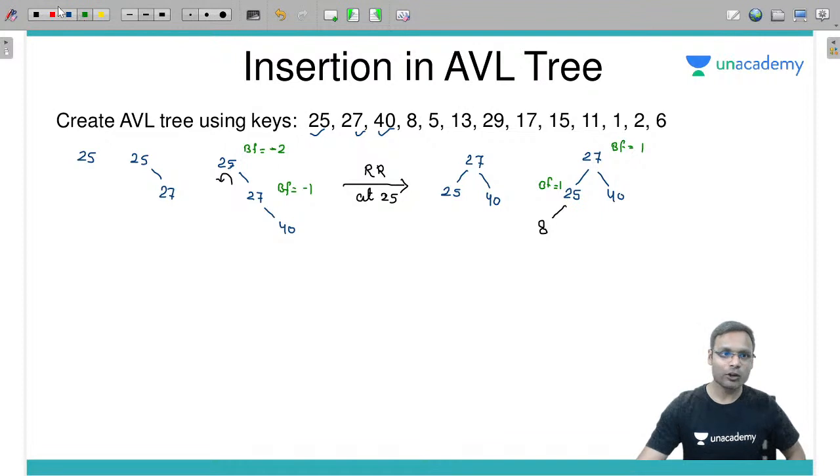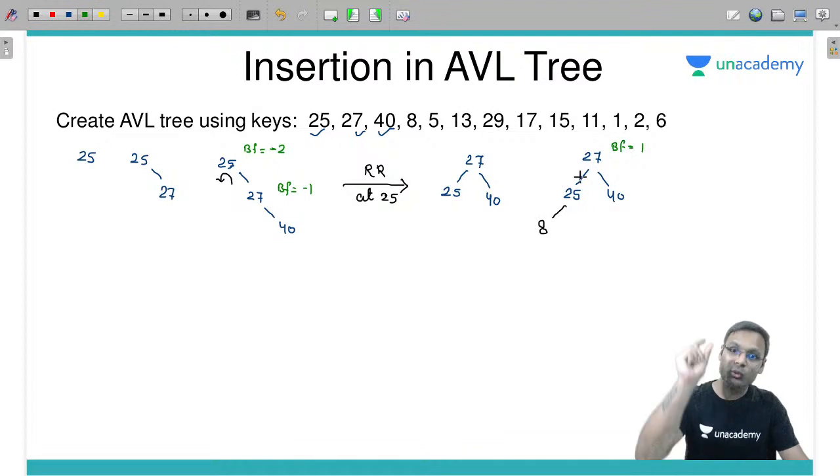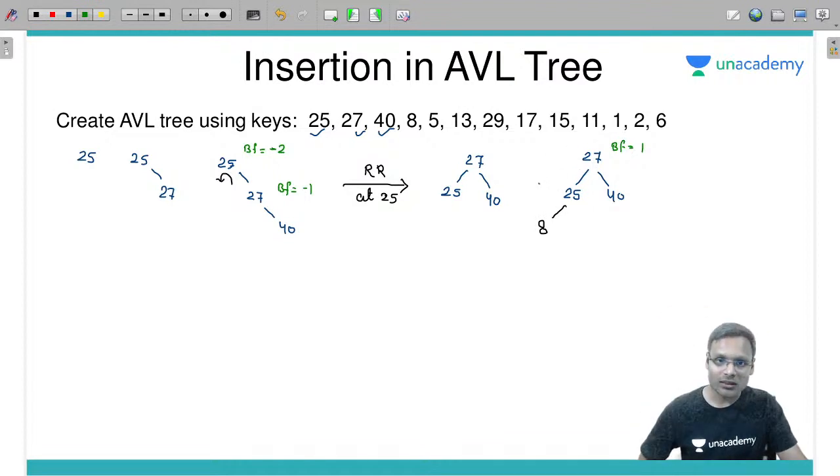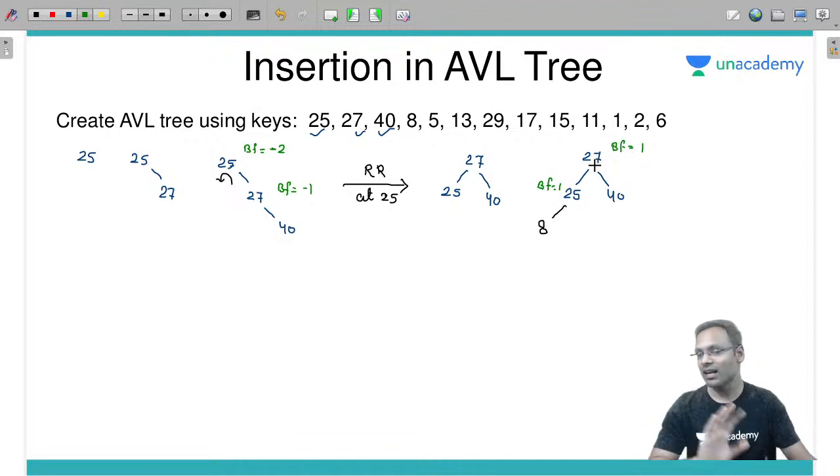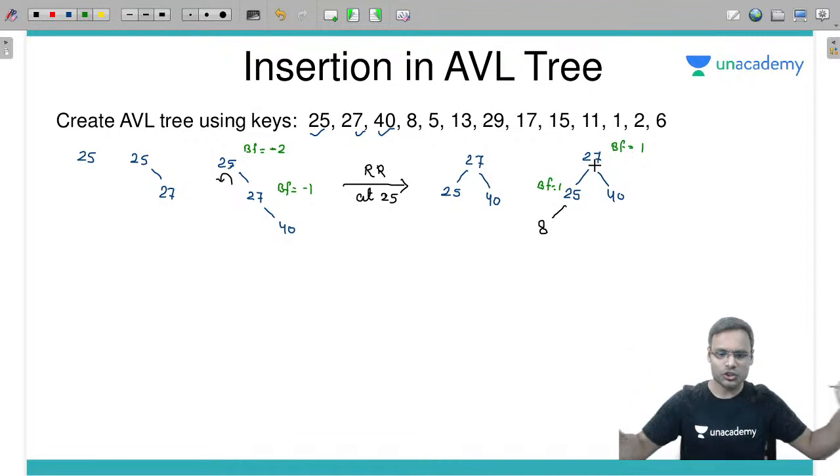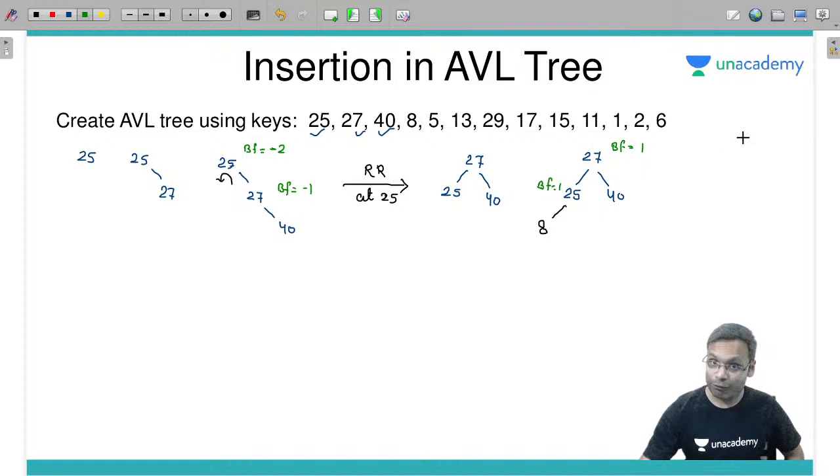Now you will say, sir, you did not check 40, just because it's a leaf node. No, it is because it is not on the path from my newly inserted node to the root. You only have to check the parent of the newly inserted node up to the root. That's it. Other sideway nodes you don't have to check. Next, if there is no imbalance, let's go for the next insertion.